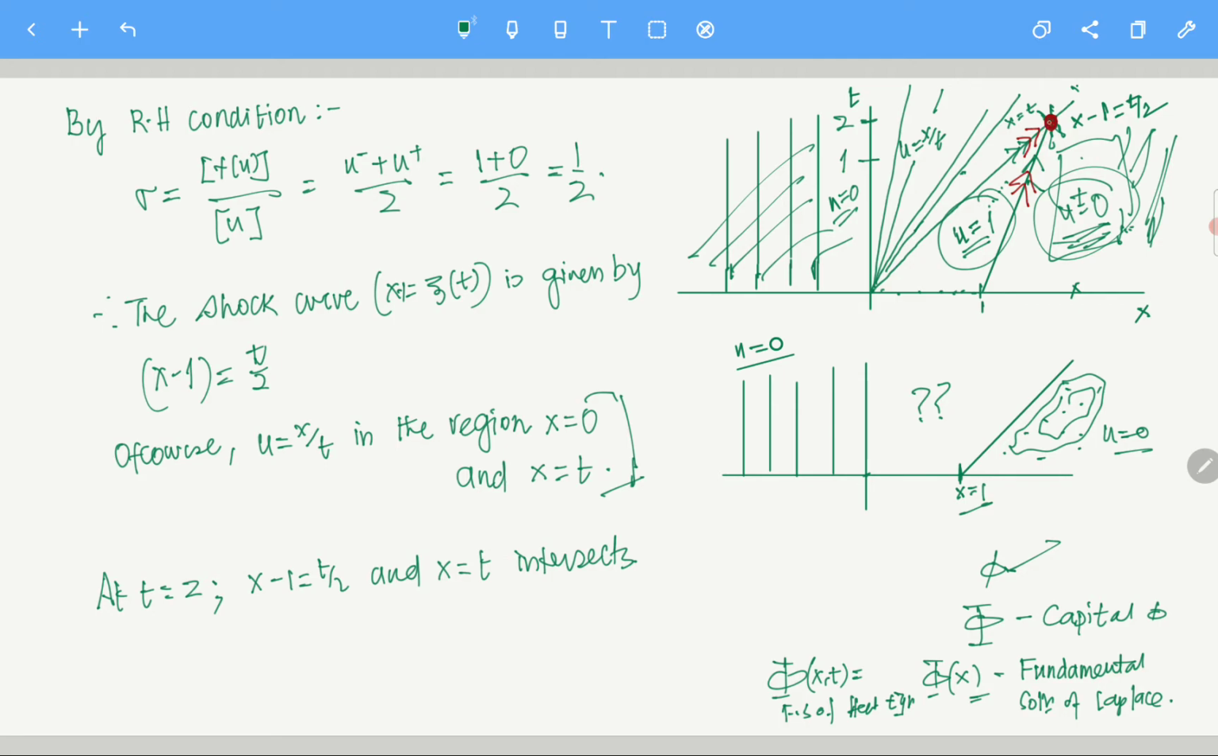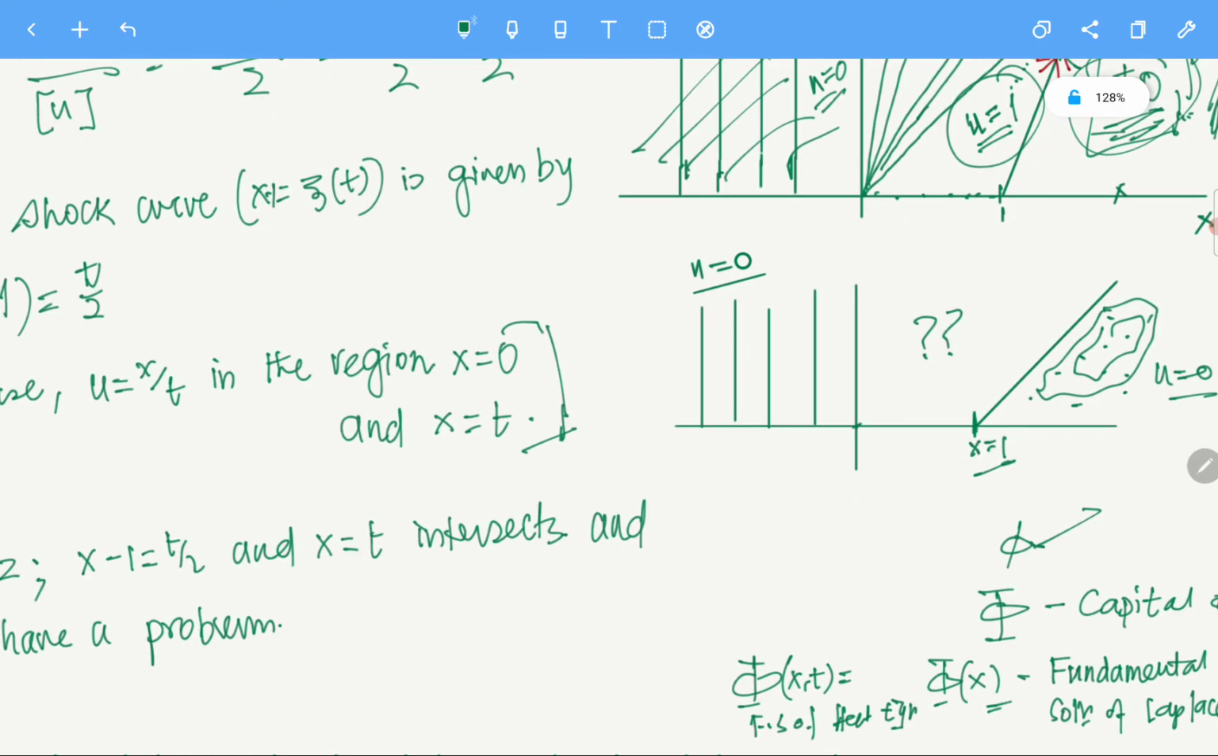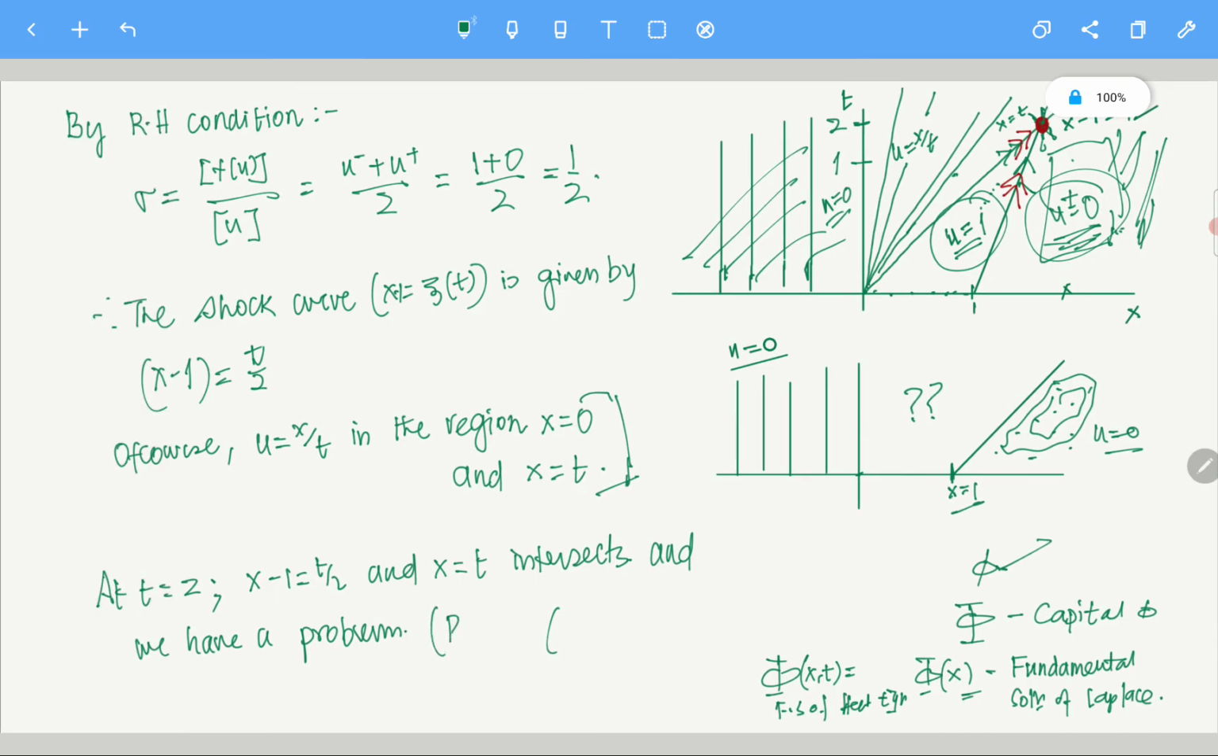So here what is happening is, at this point the rarefaction wave and the shock wave intersect. Now we need this jump. I have to have another curve from here, which has to satisfy the Rankine-Hugoniot condition for our solution to exist, because from this point onwards, the solution again does not exist. So what happens now? The rarefaction wave and the shock wave intersect, and we have a problem. Clear? Okay.